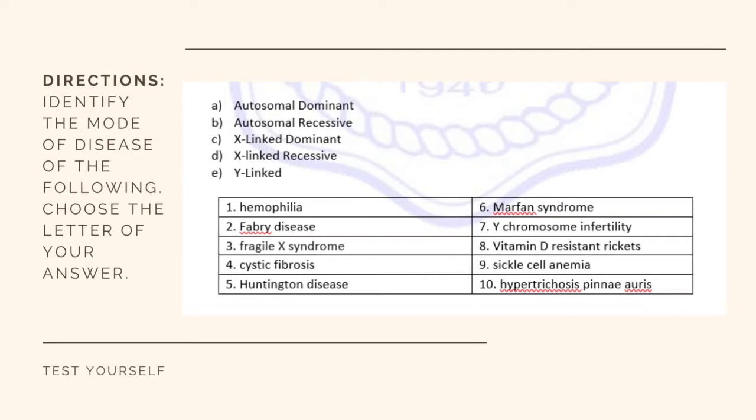Okay, again, number 1, letter D. Number 2, letter D. Number 3 is letter C. Number 4 is letter B. Number 5 is letter A. Number 6 is letter A. Number 7 is letter E. Number 8 and 9 is letter B. Number 10 is letter E. Okay? So, please take note of that kasi later on, we're gonna discuss all about different syndromes and diseases na yan, as well as different modes of diseases. Okay? So, with that, next tayo.